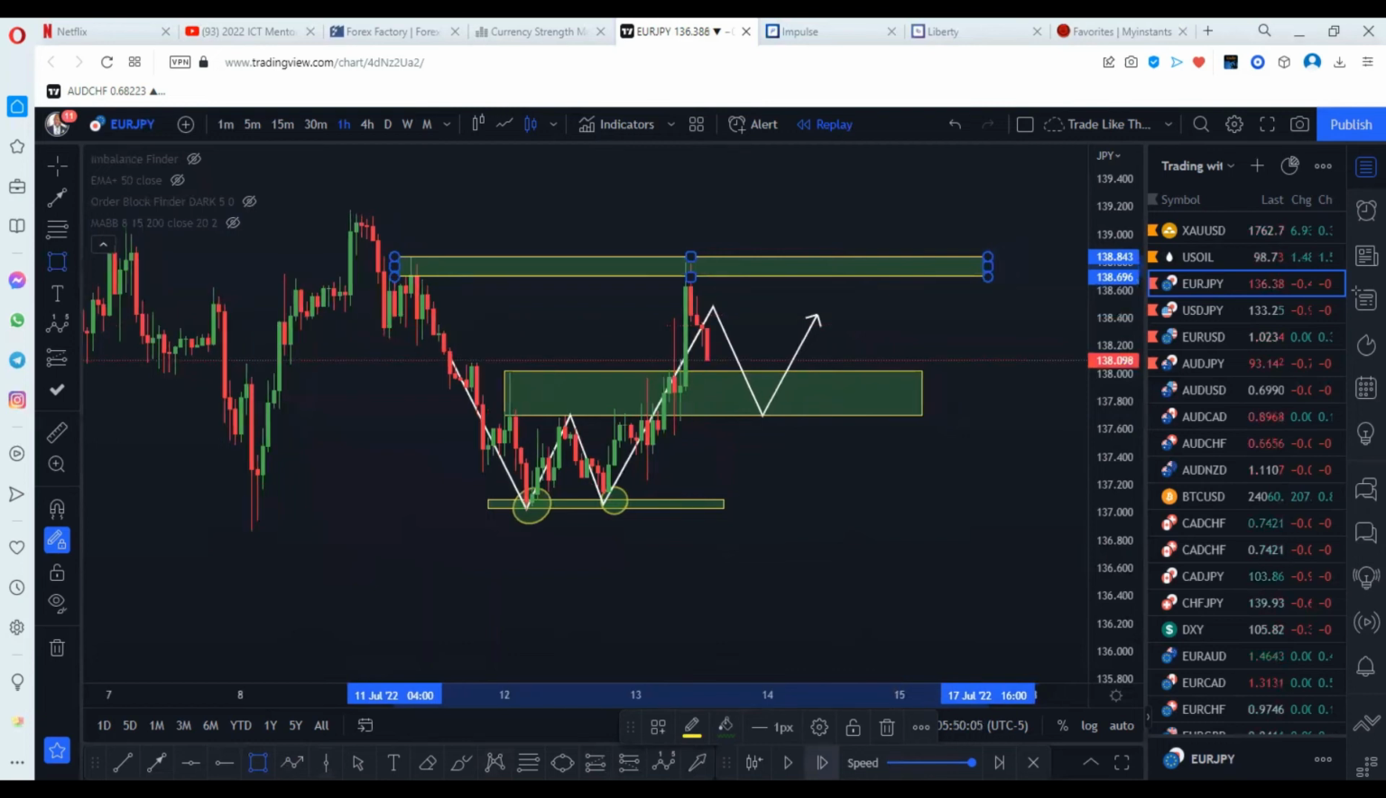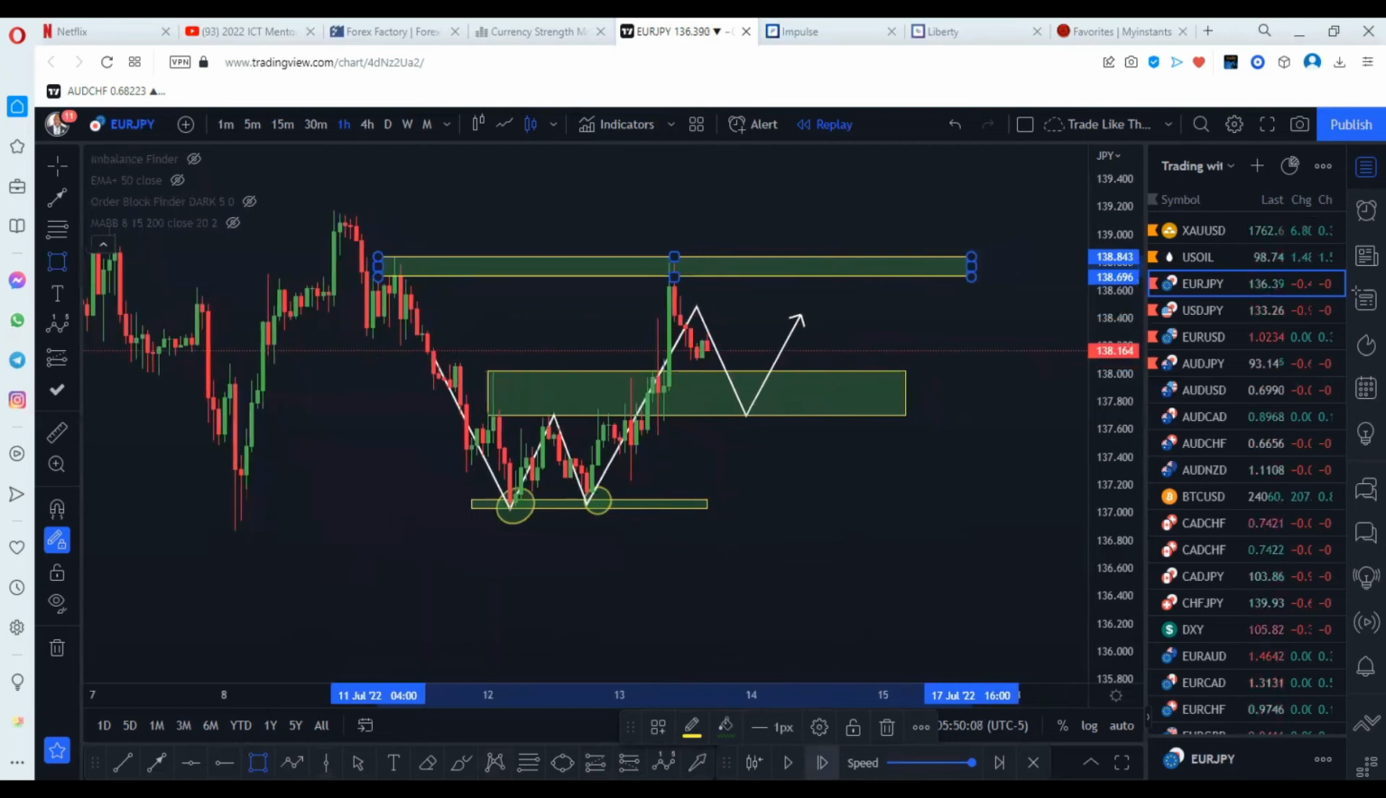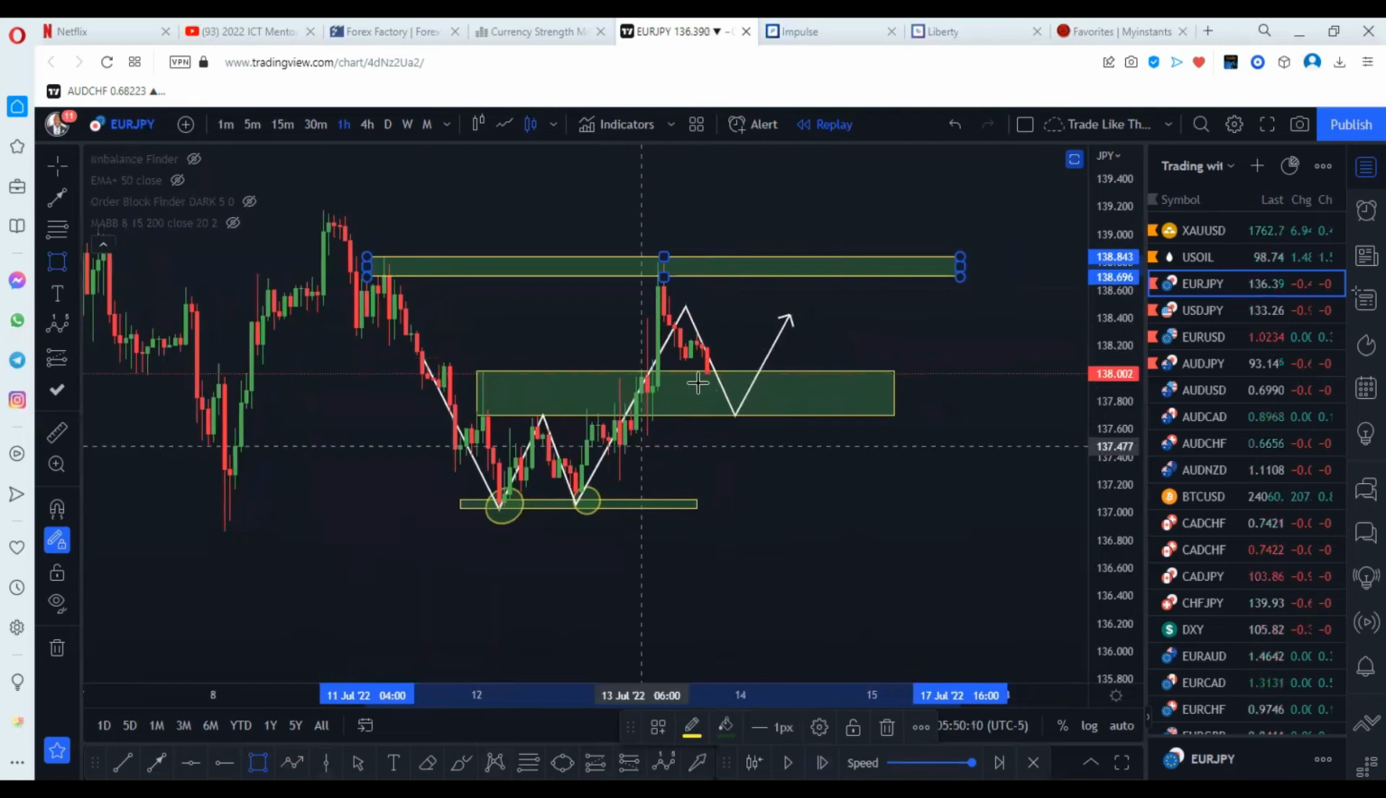Aha, boom. Price has what? Pushed right back on down. It's now entered into my zone, wicked into it. Ladies and gentlemen, this is playing out very perfectly.